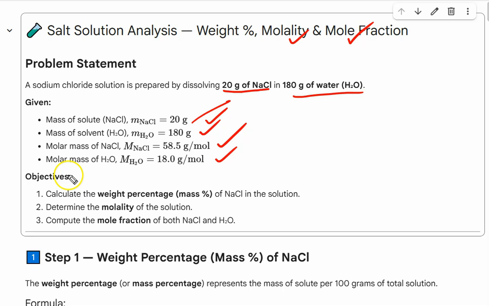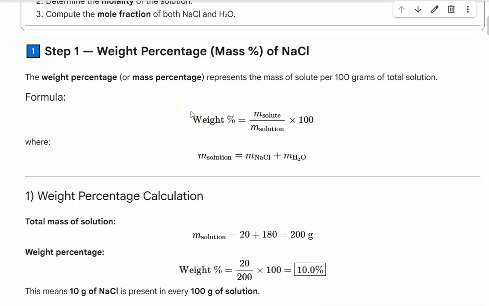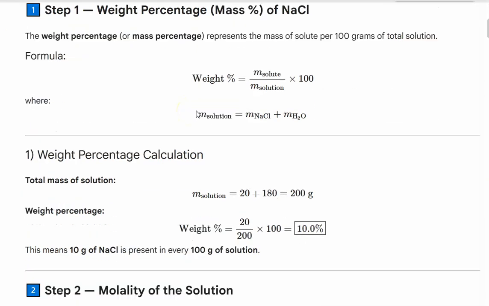Now here our objective is: first, calculate the weight percentage of NaCl in the solution; second, determine the molality of the solution; and then compute the mole fraction of both NaCl and H2O. So first, step number 1, that is weight percentage of NaCl calculation.